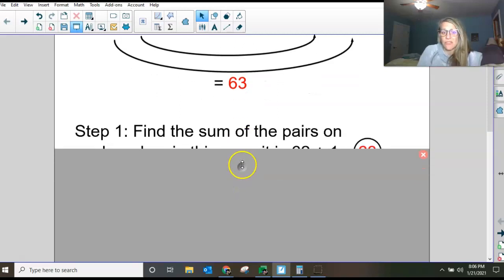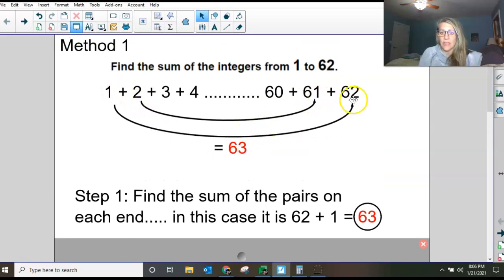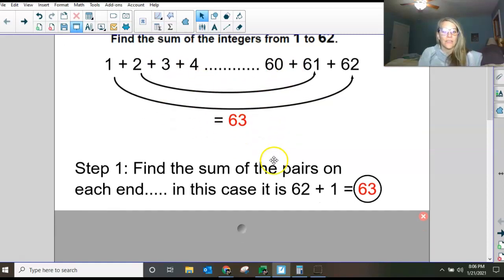So step one is to just find the sum of the pairs, which we already did. We're looking on each end. 62 and 1 make 63. 2 and 61 make 63. 60 and 3 make 63. So we know the sum of each pair of numbers is 63.